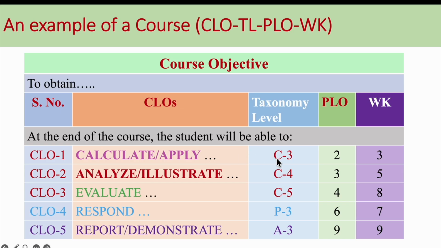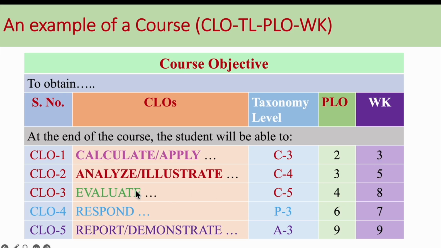And what is the taxonomy level? From the action verb we can say it's a C3, and similarly from the action level we can say it's related to PLO2. Similarly the knowledge profile 3. CLO2 we can write analyze, illustrate. So these are the action verbs, and the taxonomy level which corresponds to these action verbs is C4 and PLO is 3. Similarly the knowledge profile is 5.